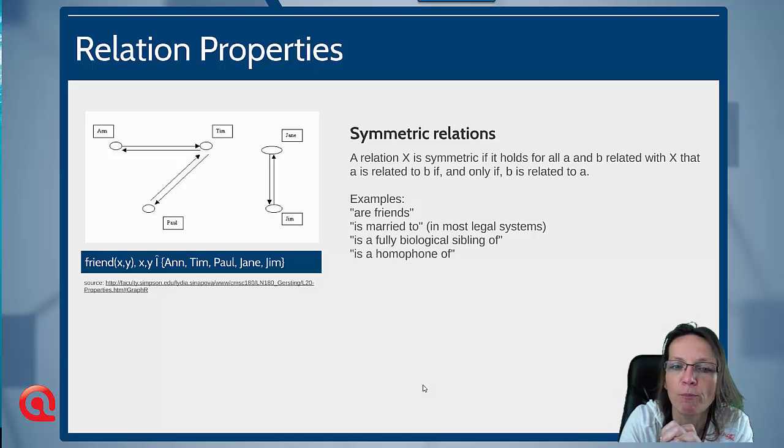Our friends, is married to in most legal systems, is a fully biological sibling of, or is a homophone of. So just to give you an idea of what you could link in terms of a symmetric relation. Going to the X and B thing shortly again: A is related to B if and only if B is related to A. X is always representing the relation here. It could be A is a friend of B, or A is associated with B if and only if B is also associated with A. So mutually, they refer to each other.